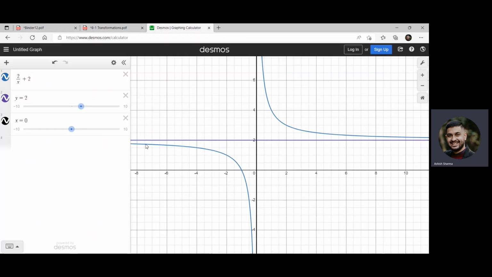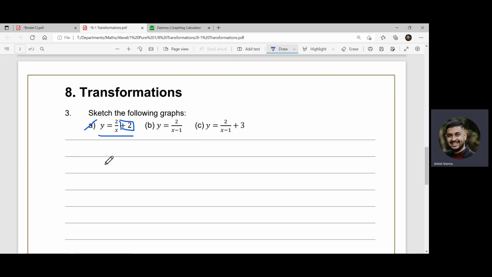Okay, so you need to have 2 over x plus 2, this blue curve. You then need to have the asymptotes y equals 2 and x equals 0, the y-axis. I can also see an x-intercept here, (-1, 0). Okay, how do they get that x-intercept? Well, as with most things in maths with graphs, to get the x-intercept, you make y equal to 0 and you solve.